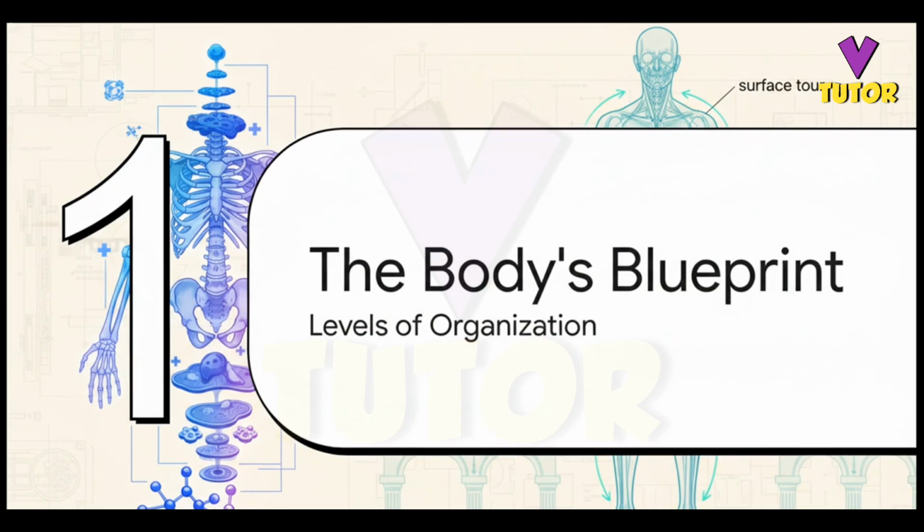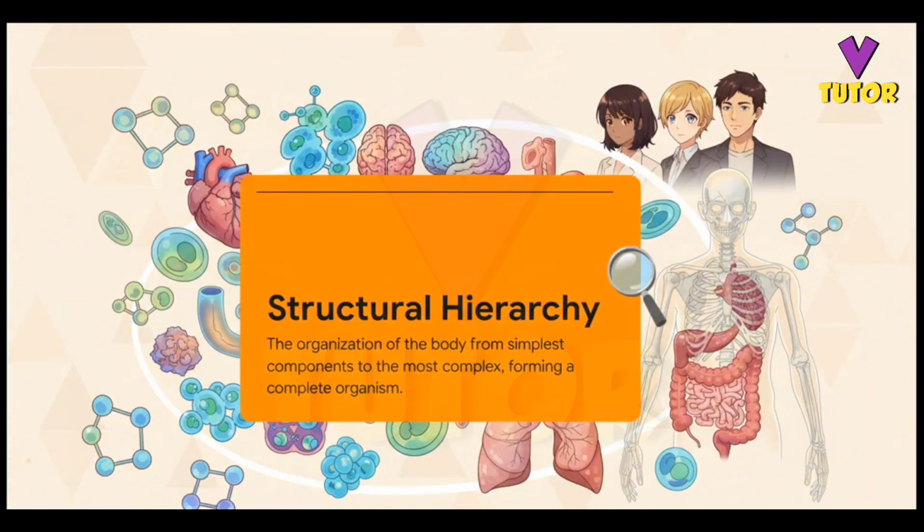Before we can even start talking about the outside, we really need to get a handle on the architectural plan. How is the human body actually built from the ground up? Well, it all comes down to this one key concept: structural hierarchy. It sounds complicated, but it's really just the super logical system for organizing the body, starting with the absolute tiniest building blocks and scaling all the way up to, well, you.